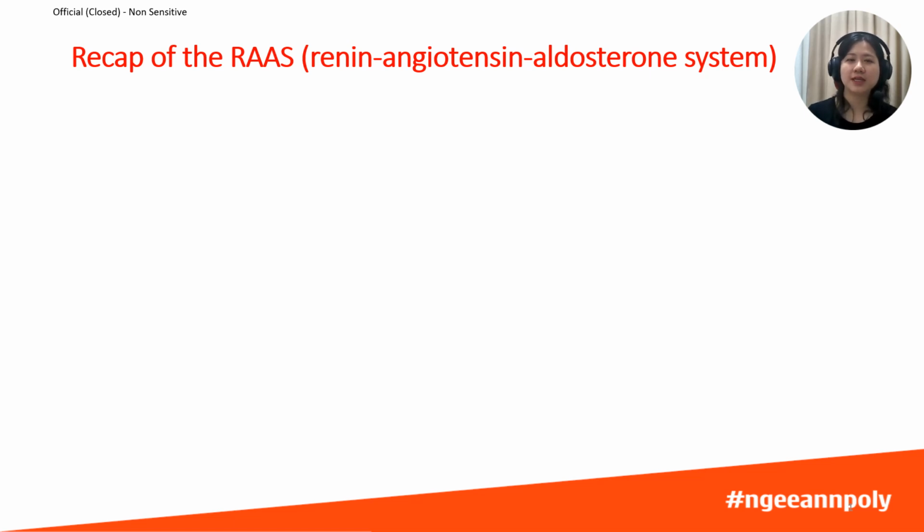Before we move on to the next drug class, let's take a look at the RAS, which is the renin-angiotensin-aldosterone system. You should have learned about the RAS in your Year 1 Anatomy and Physiology module, but here's a recap.